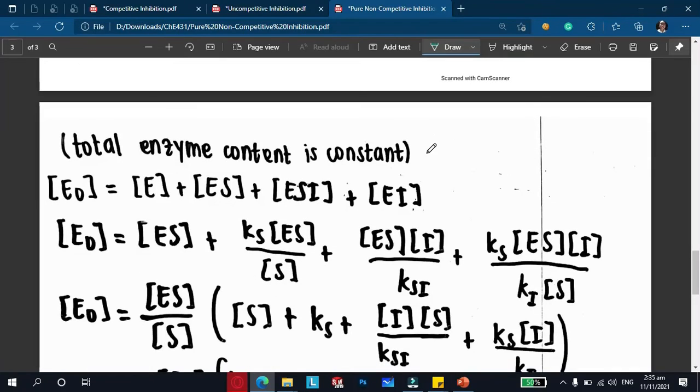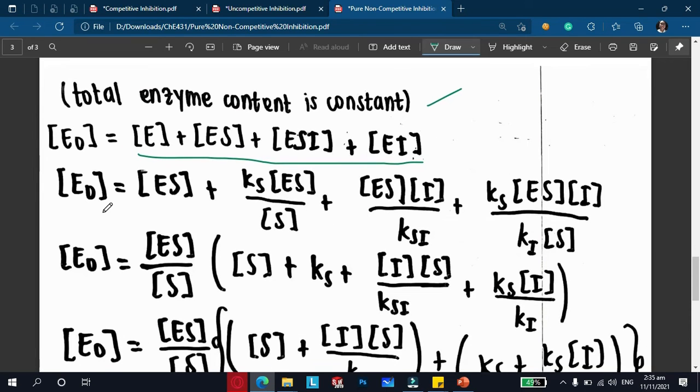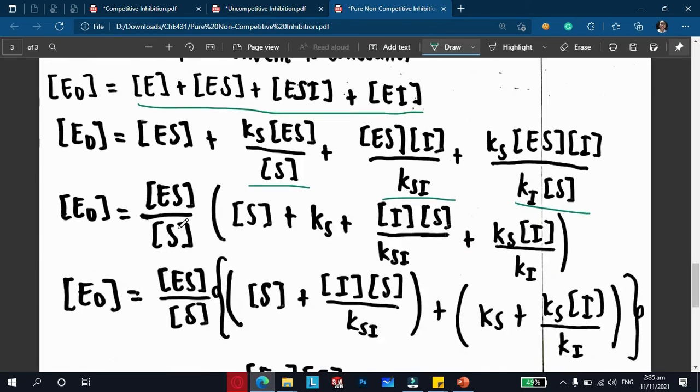And just the usual, we assume that the total enzyme content is constant all throughout. Now this time we only have 4 since we assume that EI and EIS are 1. So we plug it in, simple substitution, and then we take out the common terms. We have the reciprocal of substrate concentration. Here, this is supposed to be 1 if we only take out ES.